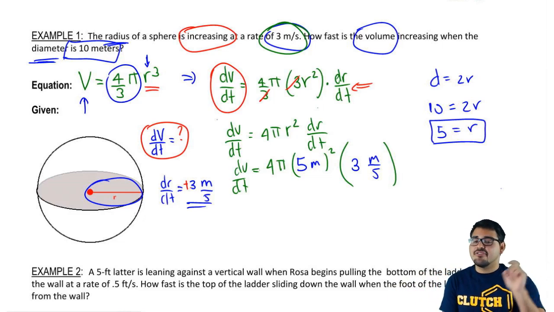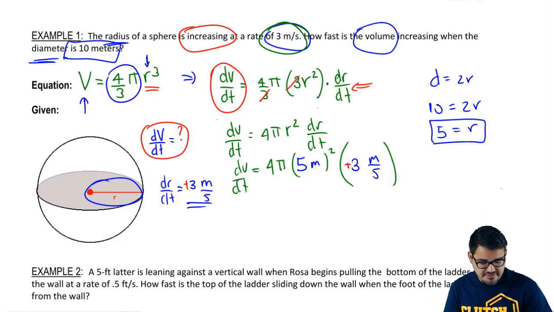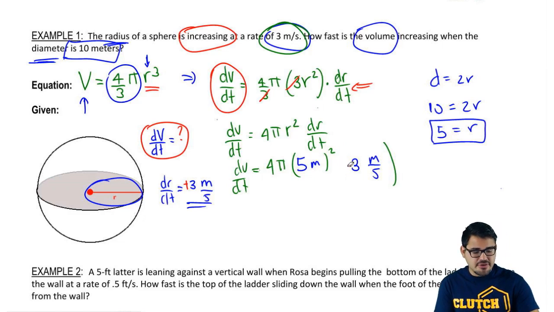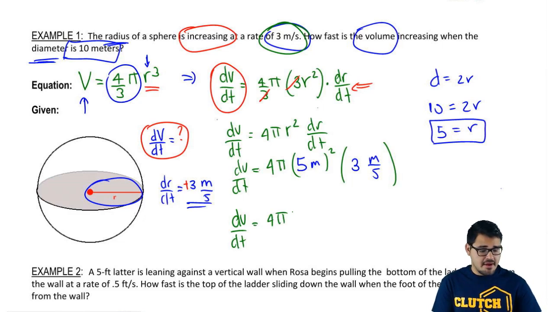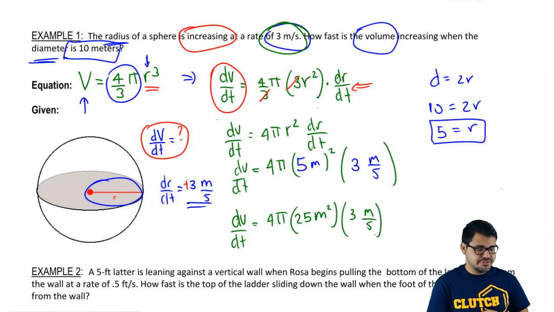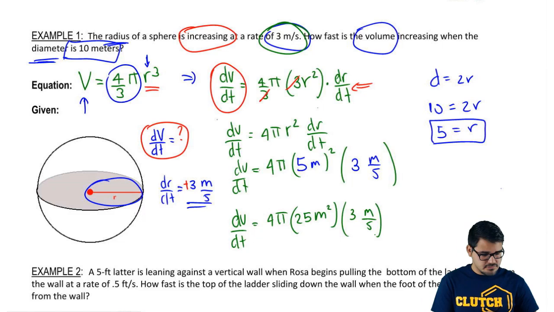So let's go ahead and see if our answer tells us that. So this is a positive 3, right? And we know that just because of the fact that it doesn't have a negative, right? But let's go ahead and simplify. So here we have a 4 pi, which we're going to leave just there hanging out. This is going to be 25 meters squared. Let's use our units carefully. It's going to be 3. And this is going to be per second. Cool.